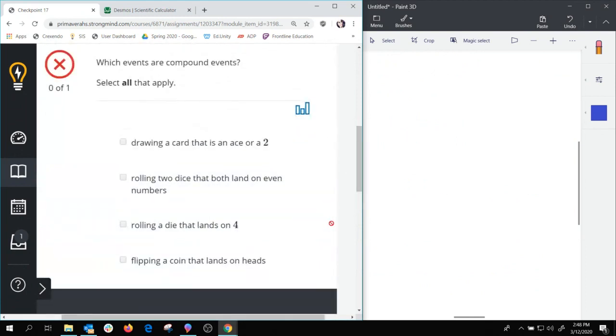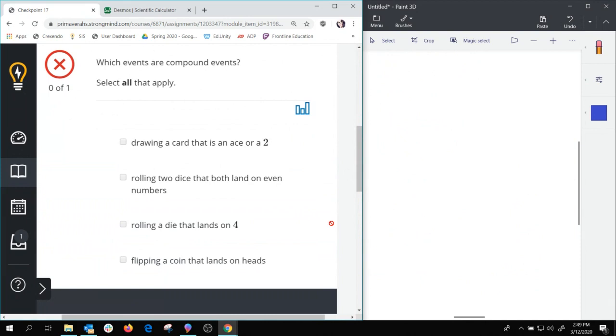All right, next question says, which events are compound events? Select all that apply. So remember, compound events are events where you're doing more than one thing, right? This first one says drawing a card that is an ace or a 2. The next one says rolling 2 dice that both land on an even number, rolling a die that lands on 4, or flipping a coin that lands on heads.